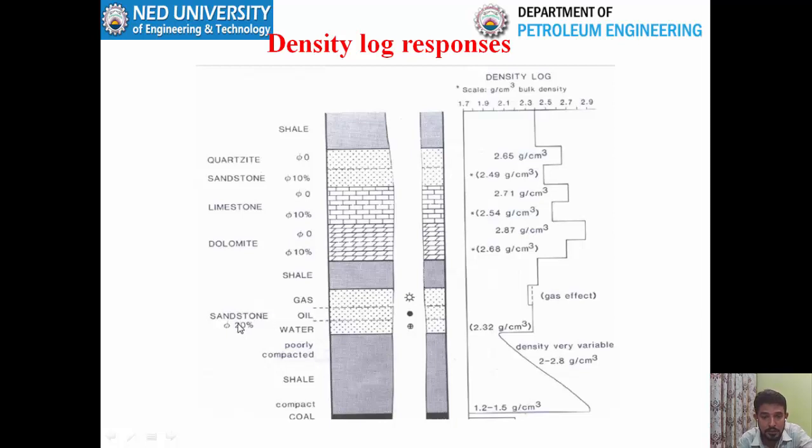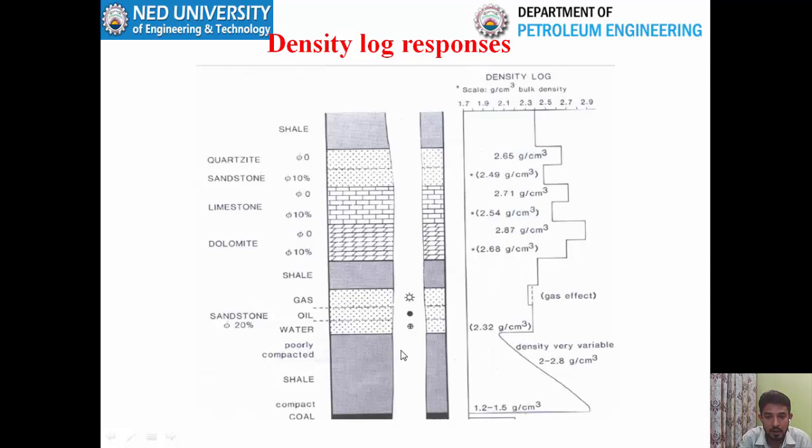For example, 20% porous sandstone containing gas has lower density, around 2.30 gram per cc, as compared to the same porous sandstone containing oil and water. So the same porous sandstone, 20% porous sandstone containing oil and water, has a density of around 2.32 gram per centimeter cube, but the same porous sandstone when containing gas has a density lower than 2.32 gram per centimeter cube.